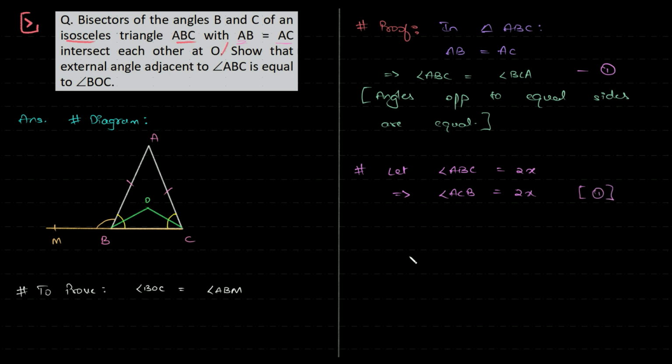Then what else do we have? Yeah, we have bisectors. So we'll say angle ABO is equal to angle OBC, which is equal to half of ABC, that is ABC by 2, which in turn is equal to x. Please pause and have a look. Don't just agree. Look where ABO is. Look where OBC is. Look where ABC is. Agree? Why? The reason is BO is a bisector.